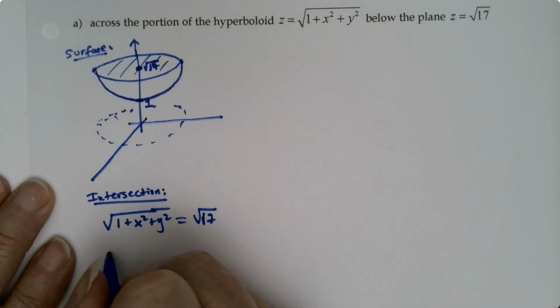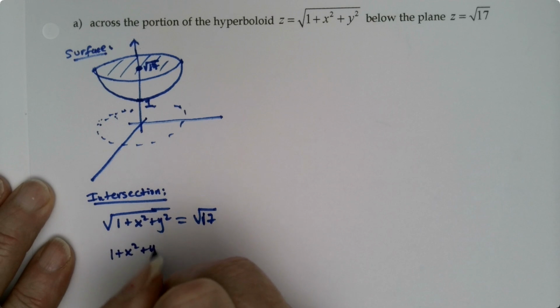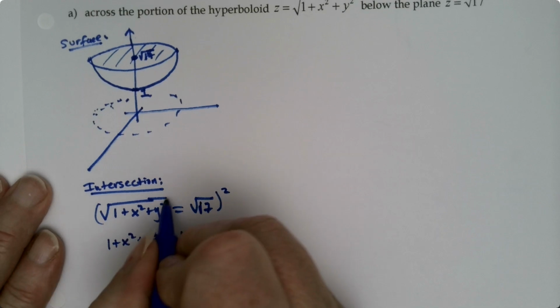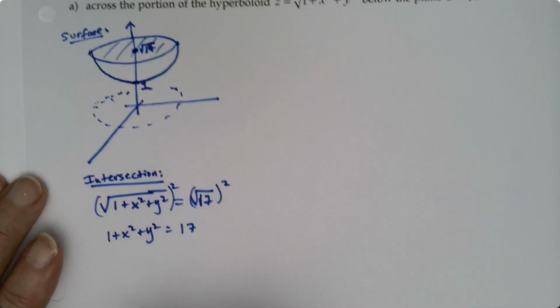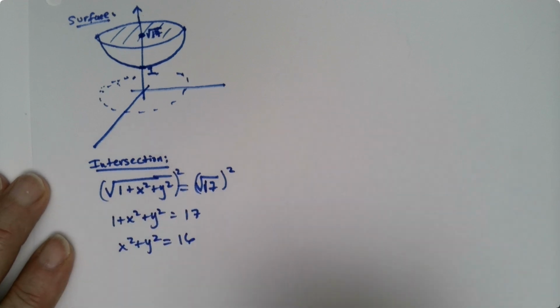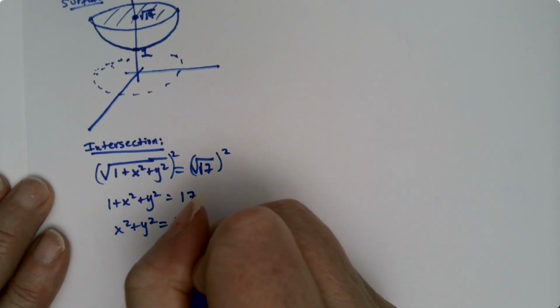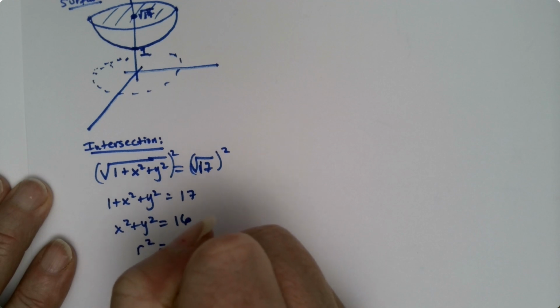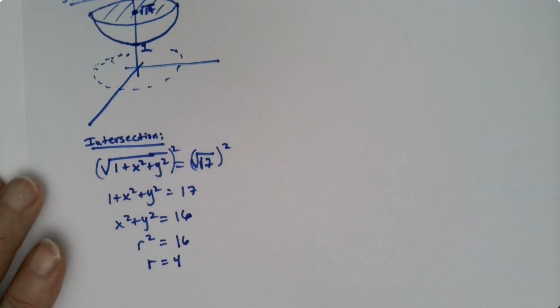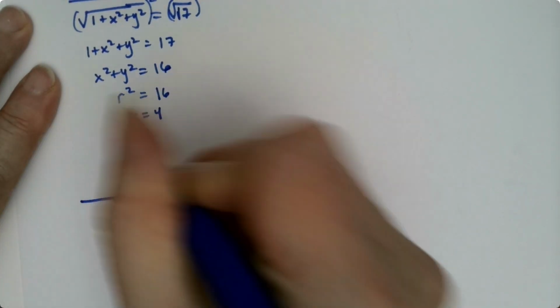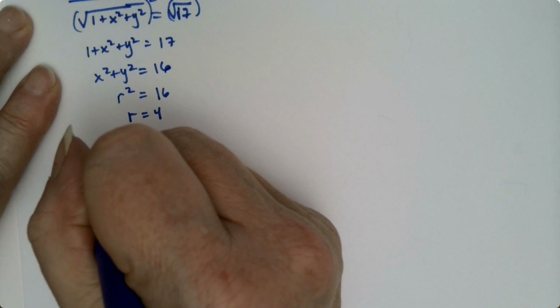So therefore 1 plus x squared plus y squared equals 17 if we square both sides. And then we get x squared plus y squared is 16, which is a circle. So we can imagine we're probably going to be switching into polar here. And we are. All right, so our region, because it's a circle, it'll be easier to deal with in polar.